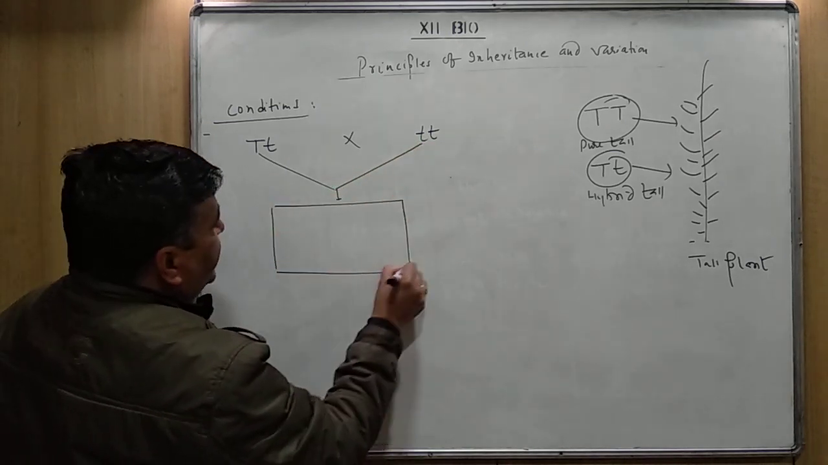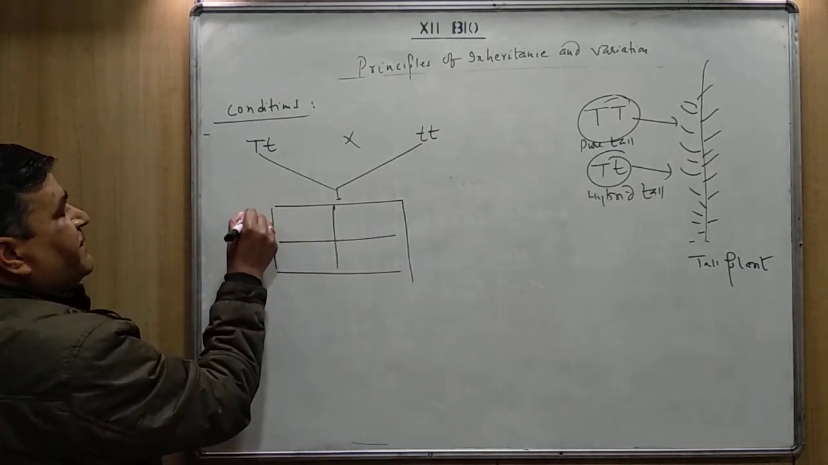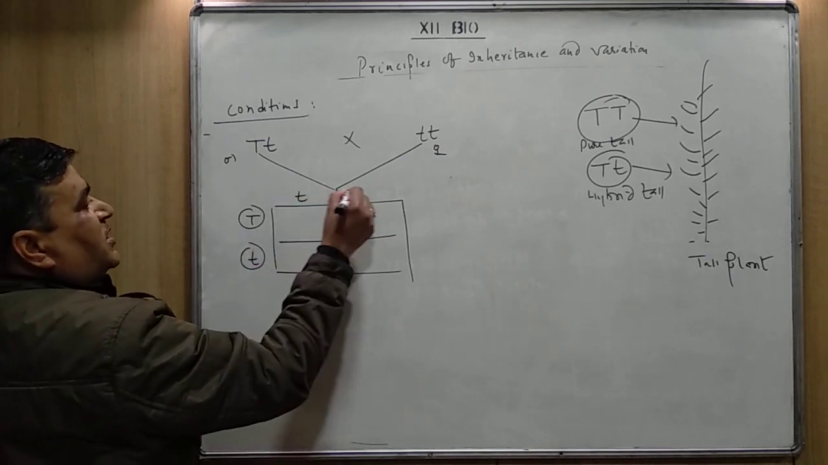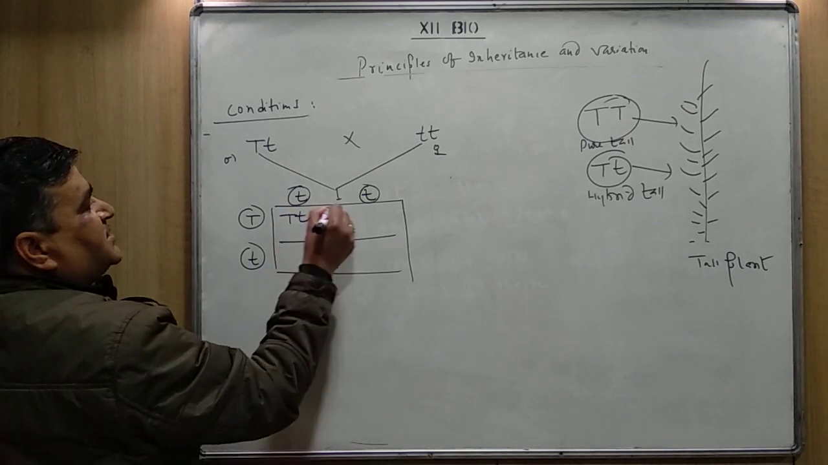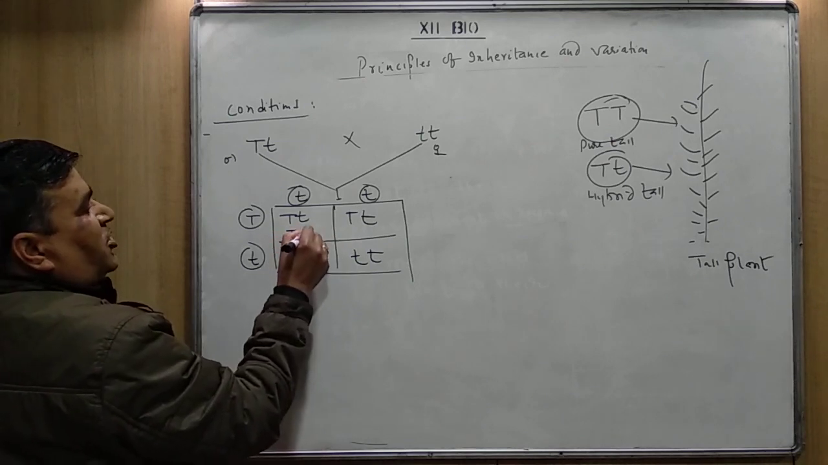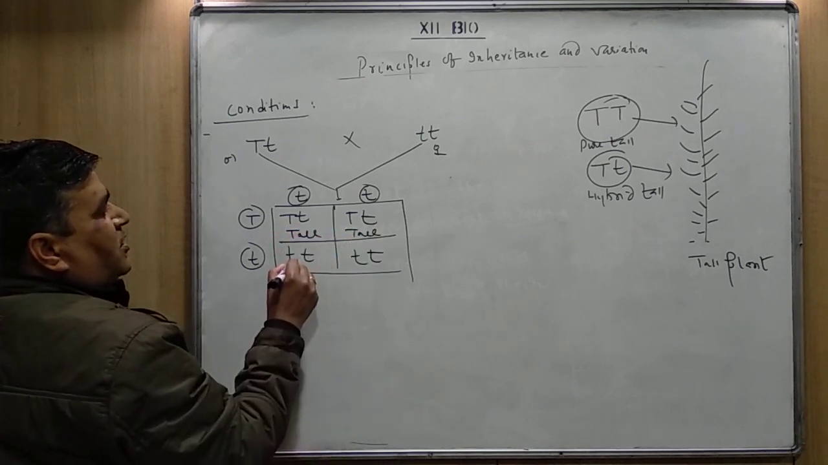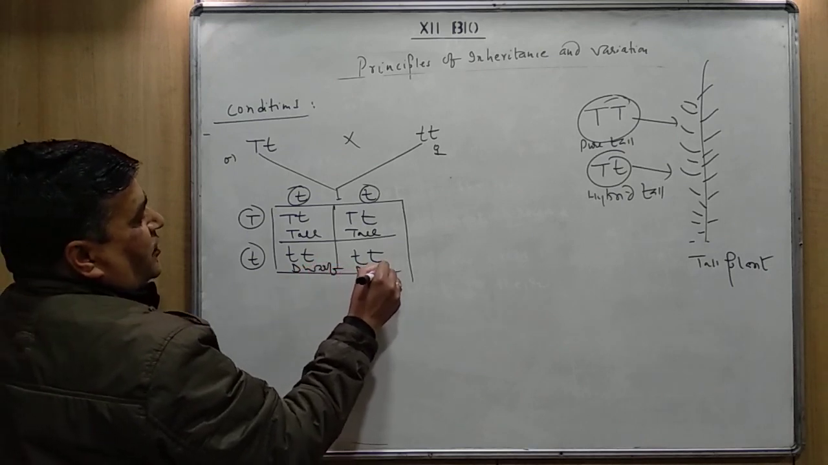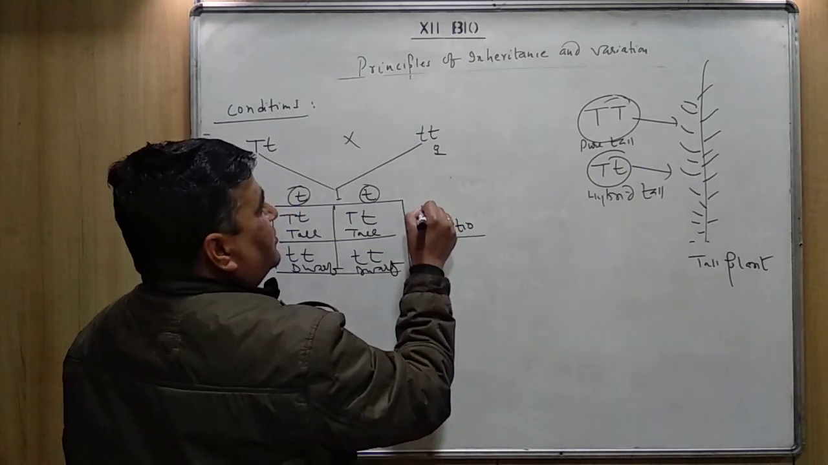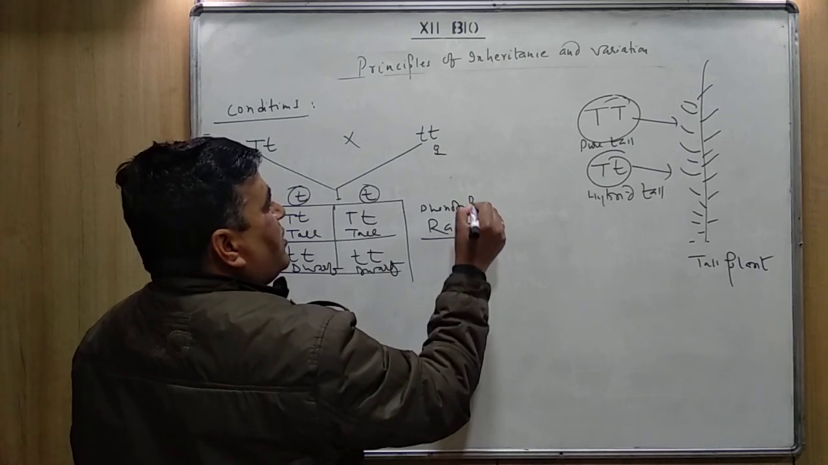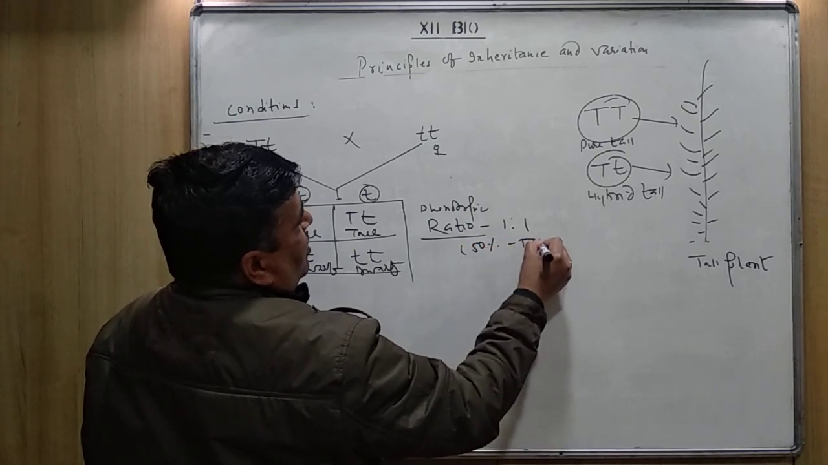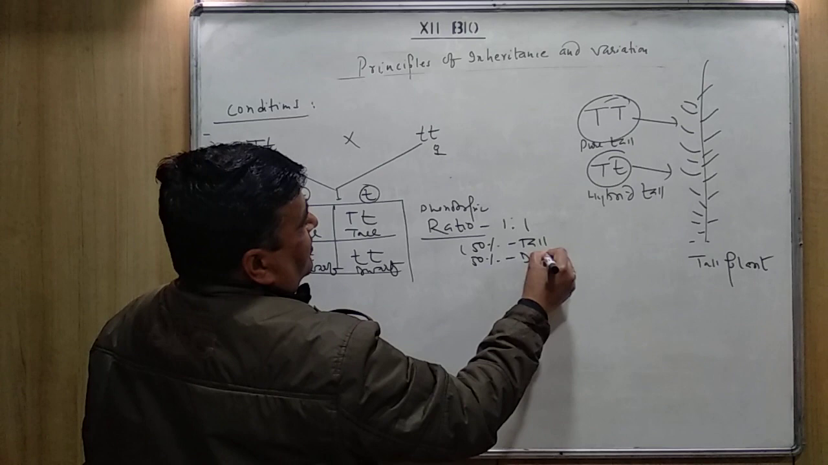What kind of the plants you will obtain? Here the capital T type. Suppose this is the male, this one is for female. Small t, capital T, small t, capital T, small t, small t, small t, small t. This will be tall, dwarf and dwarf. Phenotypic ratio 1:1, means 50% tall and 50% is dwarf.